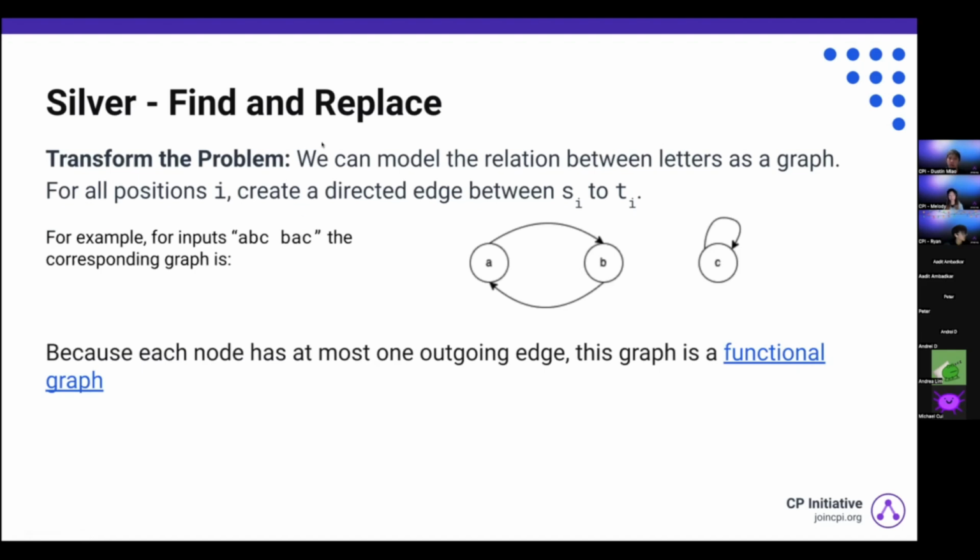Because we know that each letter corresponds to exactly 1 letter in T, we can draw a graph with each node as a letter and each edge as a relation between letters. In this case, A has to go to B, so we draw an edge from A to B. B has to go to A, so we draw an edge from B to A, and C goes to itself, so we draw an edge from C to itself. This type of graph actually has a special name, called a functional graph, because each node has at most 1 outgoing edge. And as we'll see, functional graphs have special properties that make it easier to solve problems on.